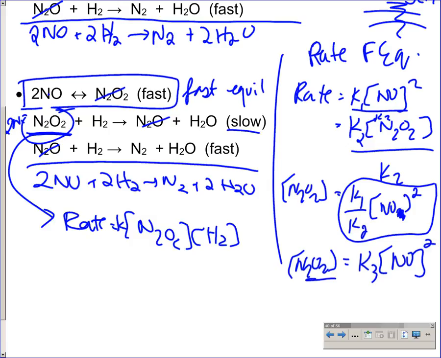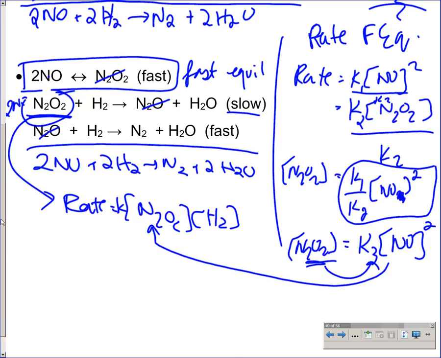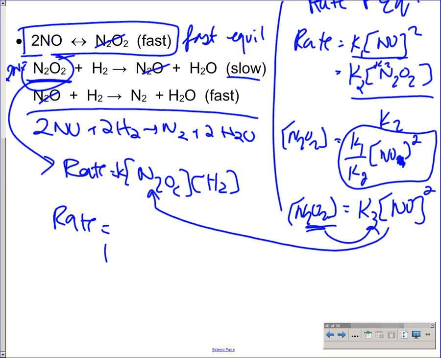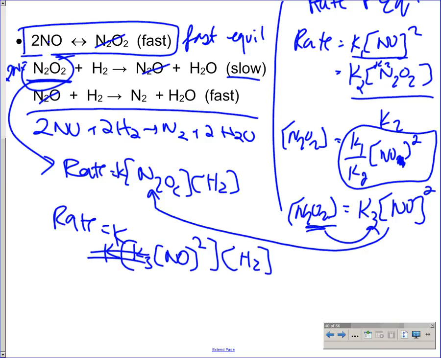But since this equals this, you can substitute this in right here. When you substitute that in, you get rate equals K, that thing, K3 NO squared H2. But these two K's can come together as one K, and that matches the rate. That was a big long explanation to say that these two things are equivalent. So it does work. If you went through the mechanism, changing around the K's, because K is just a constant, you don't really care what K is right here. It equals the rate proposed. So both of them are viable options.